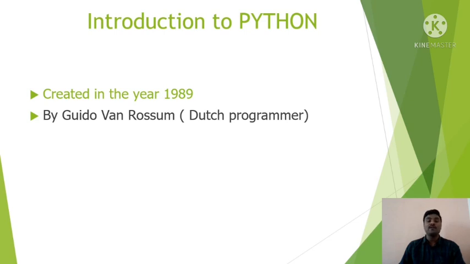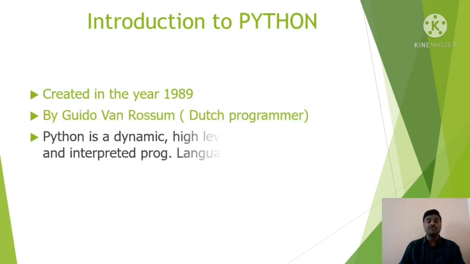That is where he got the idea that he should use the name Python for his programming language, and he named the programming language Python. Since it was unique and attractive, he used Python as the name of his programming language.